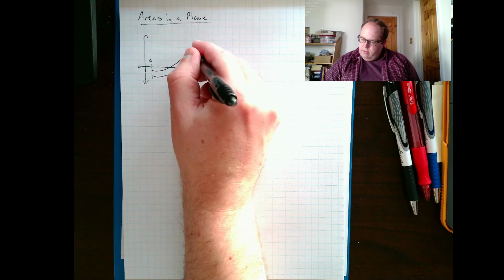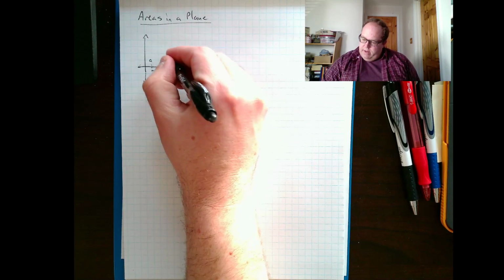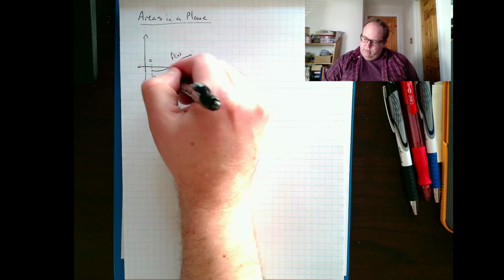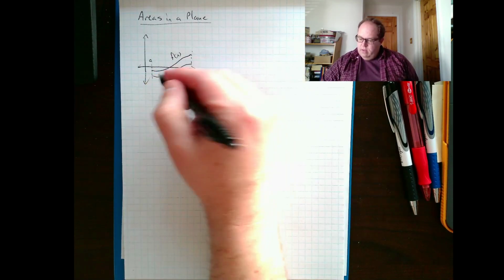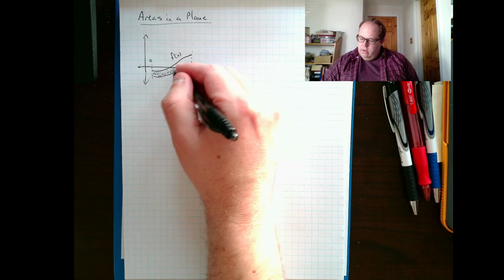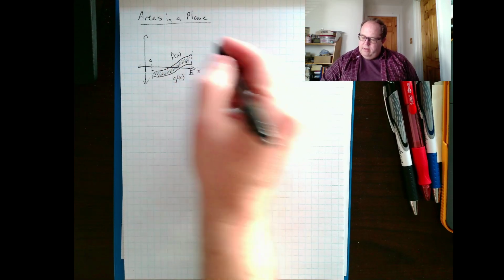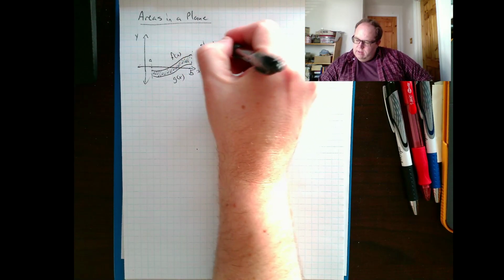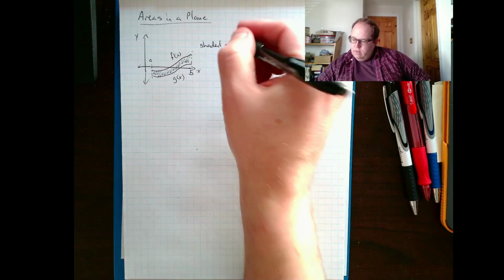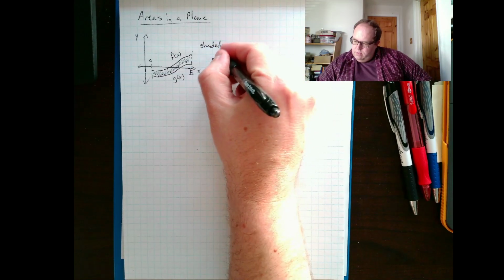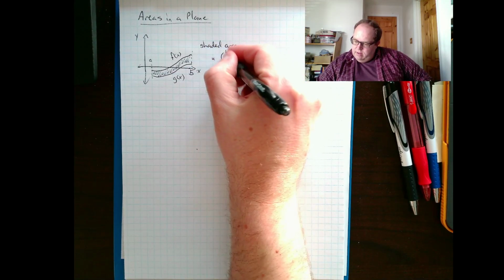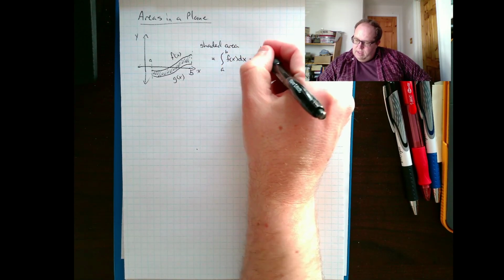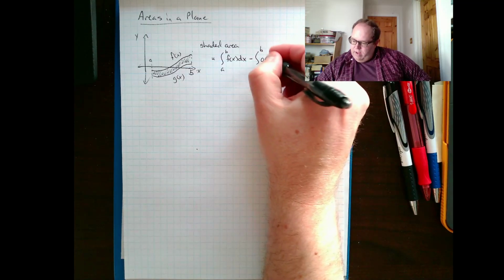A, this is up to B. My upper curve, I'll say, is f of x. My lower one is g of x. For a setup like this, the shaded area would equal the integral from a to b of f of x dx minus the integral from a to b of g of x dx.